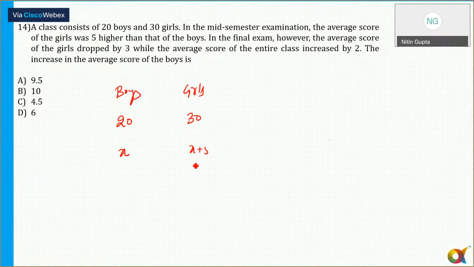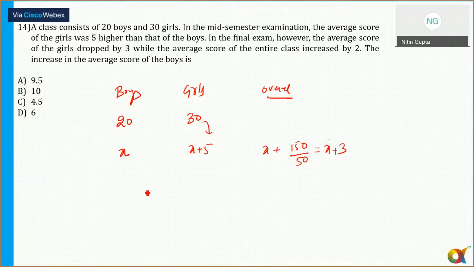In the final exam, okay, so what is the overall? Now there are 5 extra and there are 30. So total extra here is 30 into 5, which is 150. And this 150 will be distributed equally among all the 50 students. So X plus 150 by 50, that is equal to X plus 3. So overall average is equal to X plus 3. Is that part clear to all of you?